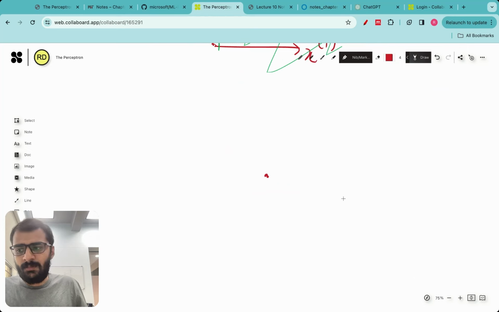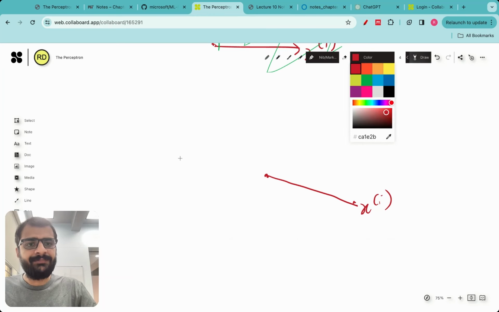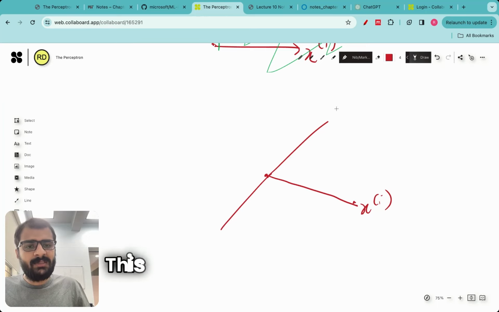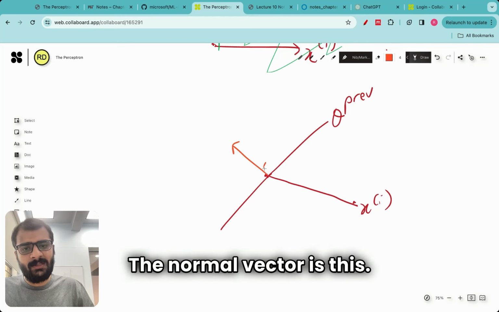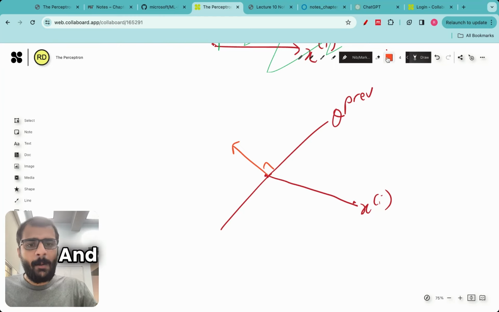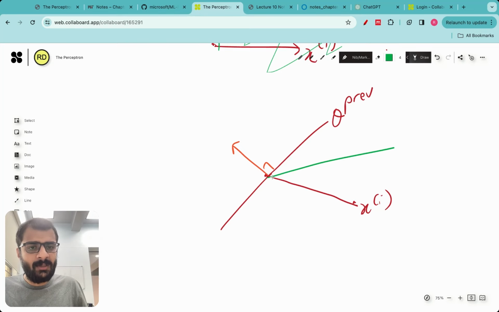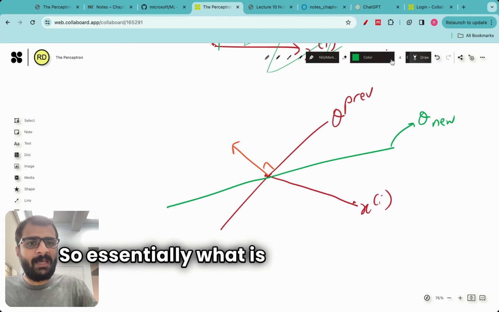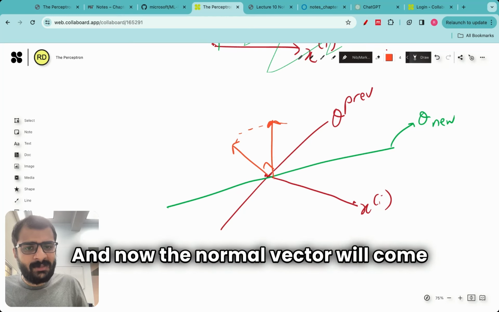If I draw this again, it will look something like this. This is the origin, correct? This is the point xi, and this is the vector to the point xi. And the current hypothesis looks something like this. This is the current hypothesis, so this is theta previous. And I will draw the normal vector to the current hypothesis. The normal vector is this. So there is an obtuse angle. And now theta nu will be something like this. It will move in a clockwise direction. So this is theta nu. Essentially what is happening is that this initial normal vector is moving in a clockwise direction, and now the normal vector will come somewhere here.